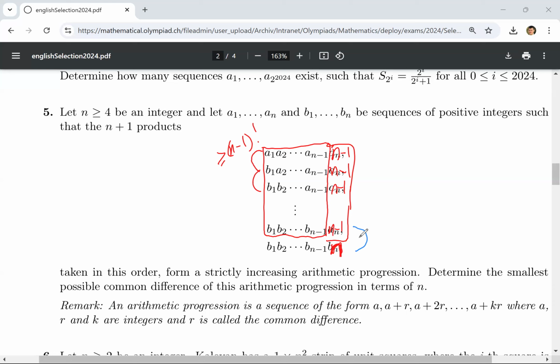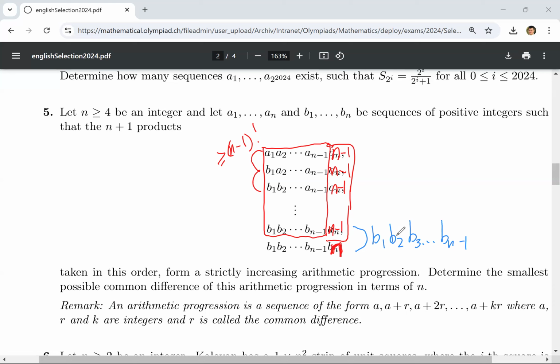Difference is b1, b2, b1, b2, bn minus 1, right? Okay. It's the same thing. Okay, so if that's the difference, this could be even bigger. So the difference could even be bigger than this, right?